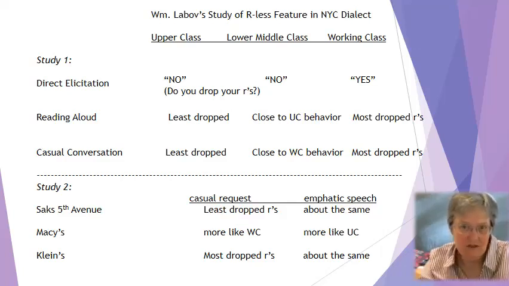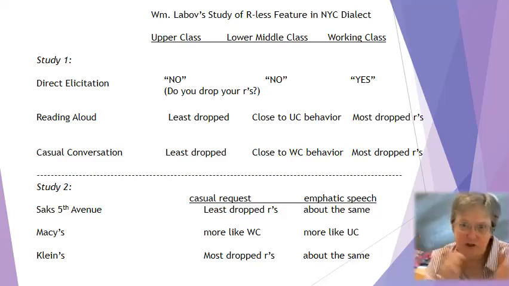But in Macy's, isn't this interesting? You find this huge shift between the casual request responses and emphatic speech. When asked, where are your thimbles? The clerks at Macy's first dropped a lot of R's in their answer.